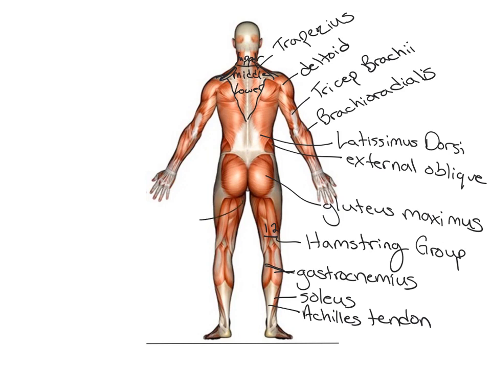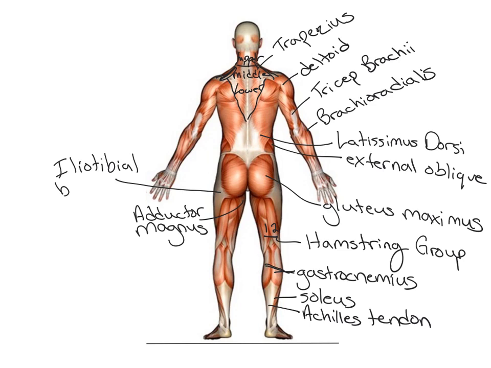And then here we see the adductor magnus that we had seen on the front side. We also have the iliotibial tract, or what we call the IT band as well.